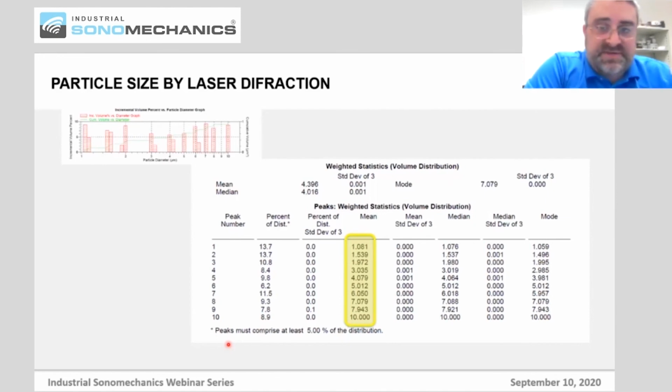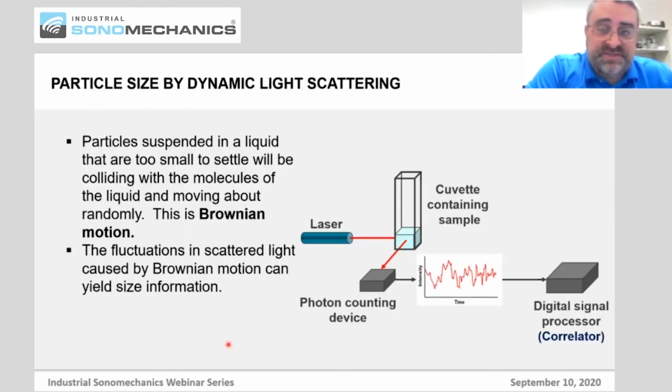With dynamic light scattering, we're looking at the emulsion suspended in a cuvette, and we're looking for Brownian motion. The particles are so small that they're not settling out, and the suspension is held stationary. Brownian motion is when the molecules of the liquid are colliding with the particles of the emulsion and causing them to move around at a certain rate. This movement is random. However, the rate of their movement is something we can find some correlation with.